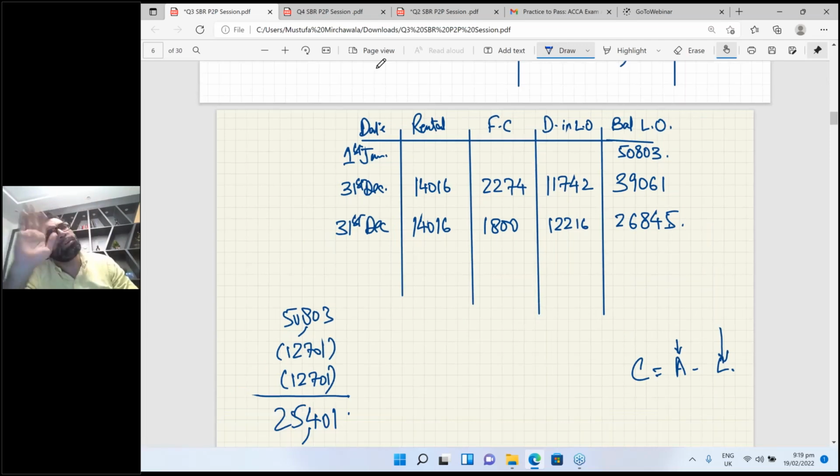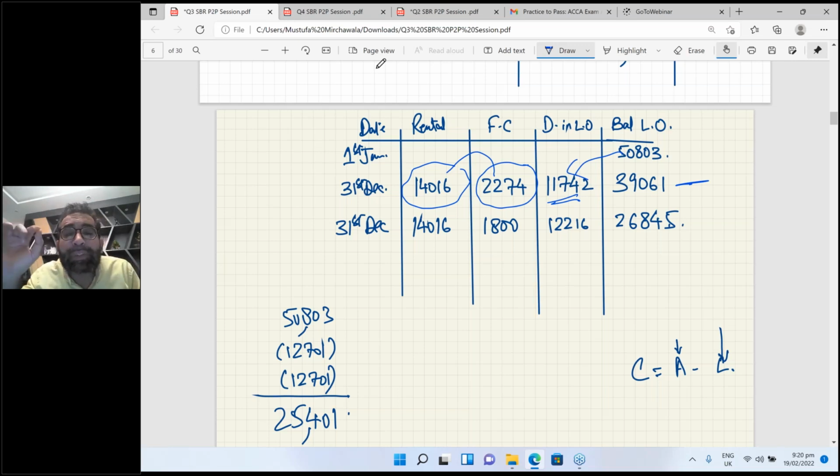In finance lease, you used to make this: date, rentals, finance charge, decrease in lease obligation and balance lease obligation. So now use your brain. Initially your lease obligation was 50803. In the first year, this was your total rentals and this is your interest. But you don't decrease your liability with the complete rentals. You first take the difference between these two, and then you reduce with this amount. So initially your liability was 50803 and it decreased by this amount. So year end liability is this.